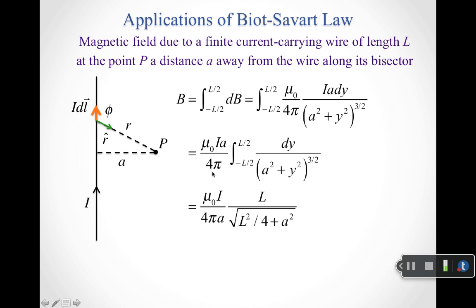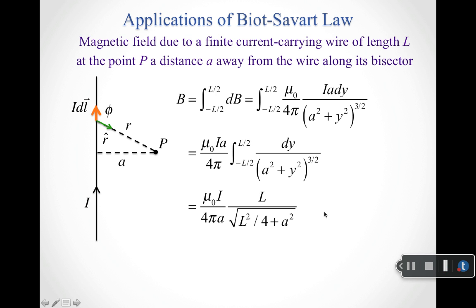So I'm left with mu naught I A over 4 pi that I've pulled out, and then my integral from negative L over 2 to L over 2 of dy, my variable of integration, over a squared plus y squared to the 3 halves. This is an integral that's in the table of integrals in your textbook, so we can go look up what the antiderivative is. We evaluate it at the endpoints, and this is the expression that we get.